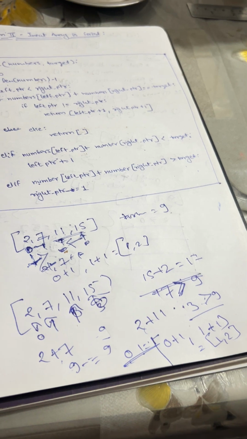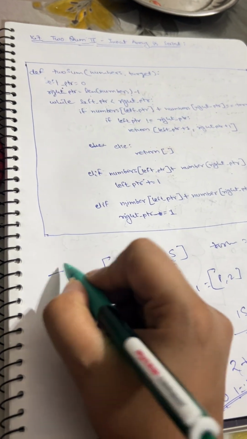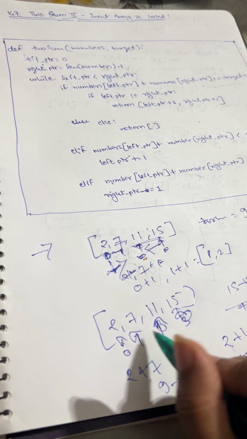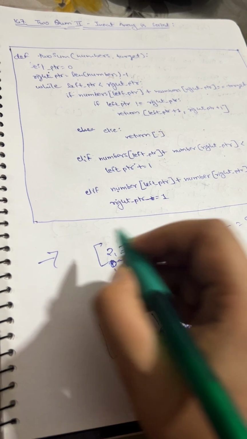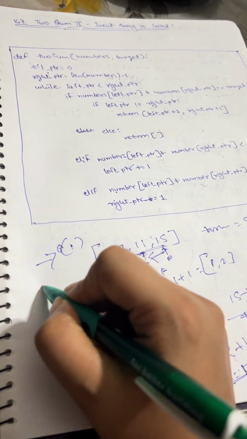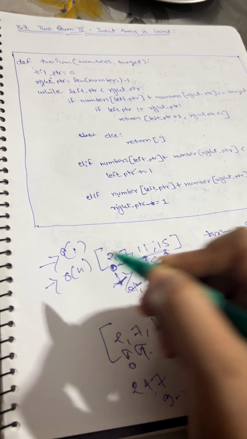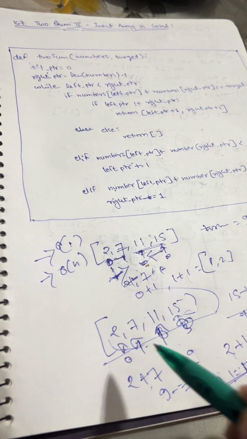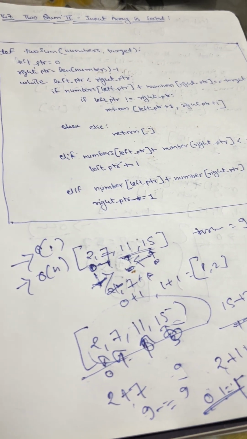Again we have already discussed that the space complexity will be order of 1, because we are maintaining only these variables, the left and right pointers, and the time complexity will be order of n, because we are going through the loop. Okay, I hope you understand this.